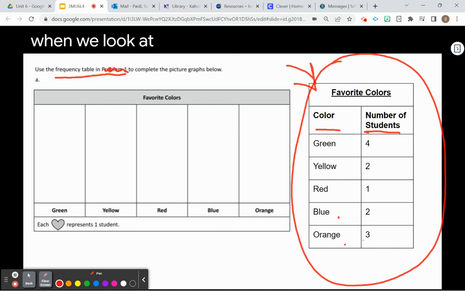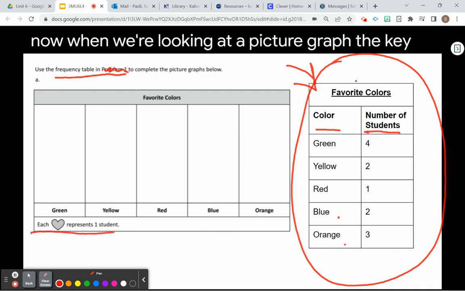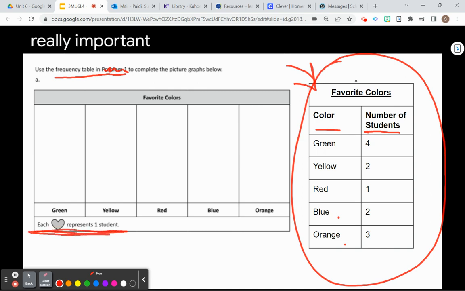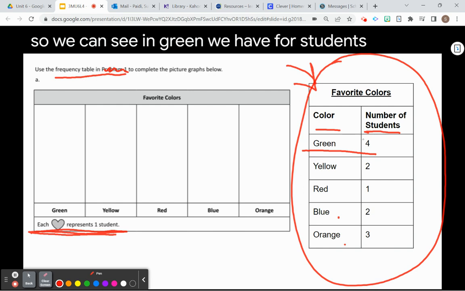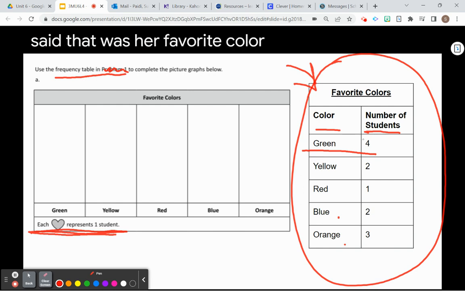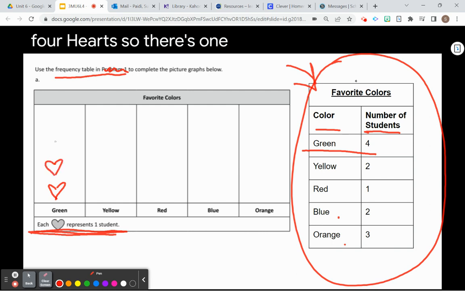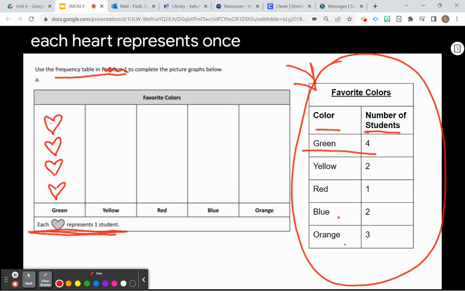Now, when we're looking at a pictograph, the key is really important, the part that tells us what each picture represents. We can see right here that a heart represents 1 student. So let's do that. In green, we have 4 students who said that was their favorite color, so we need to draw 4 hearts. There's 1, 2, 3, 4. Each heart represents 1 student. So we have green done.